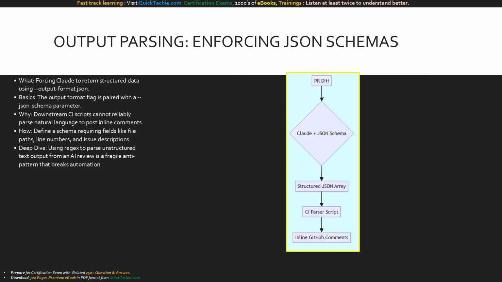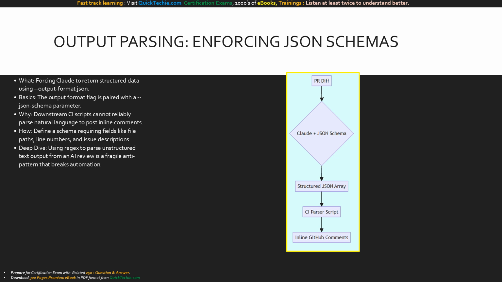Once Claude executes without hanging, we must handle its output. In a pipeline, conversational text is useless because downstream scripts cannot parse it to post automated inline comments. What we need is guaranteed structure. The basics involve using the output format JSON flag. Why? So your pipeline can programmatically iterate over the findings. How do we guarantee the exact fields we need? By pairing the output format flag with the JSON schema flag. You can explicitly demand a file path, severity level, and description for every issue found.